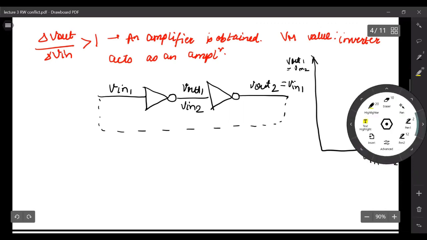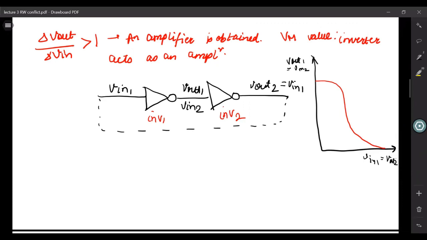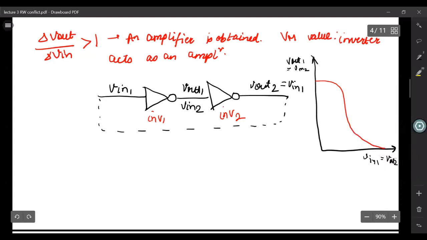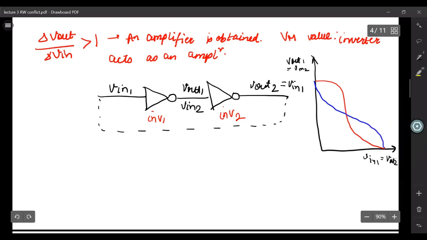So how does this curve look? Suppose this is the VTC of the first inverter. Now let me draw the first inverter. So let's say this is inverter 1, and this is inverter 2. Let us say this is the VTC of the first inverter, and this is the VTC of the second inverter, but since we are looking at the axis in an inverted way, we obtain something like this. Since this resembles butterfly wings, we call this curve the butterfly curve.